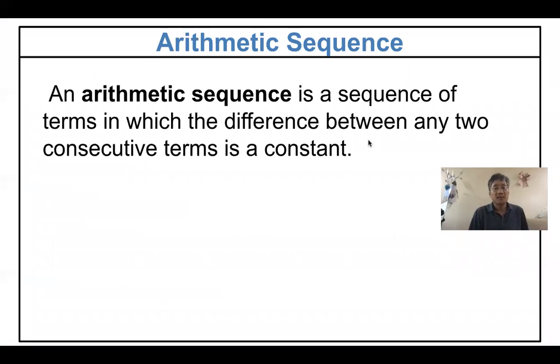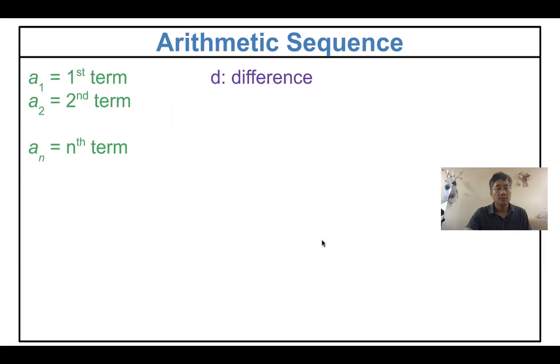So what is an arithmetic sequence? An arithmetic sequence is a sequence of terms in which the difference between any two consecutive terms is a constant. Before we give you the example, you should know some terminologies.